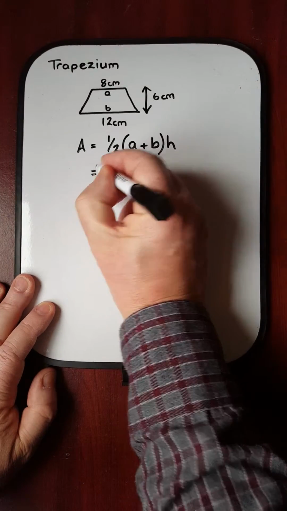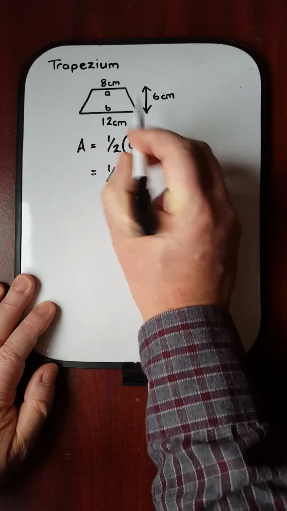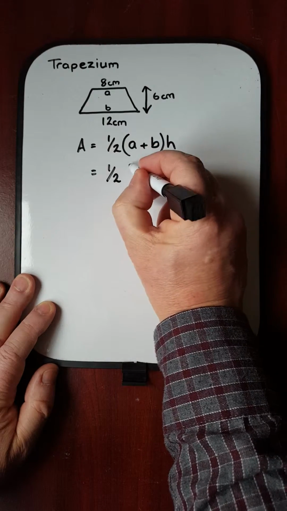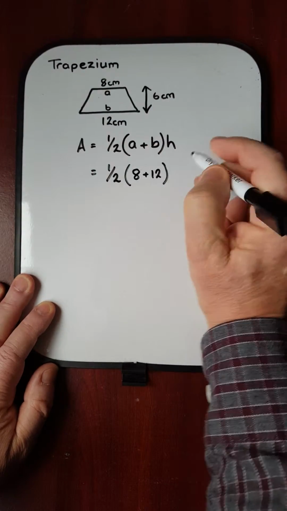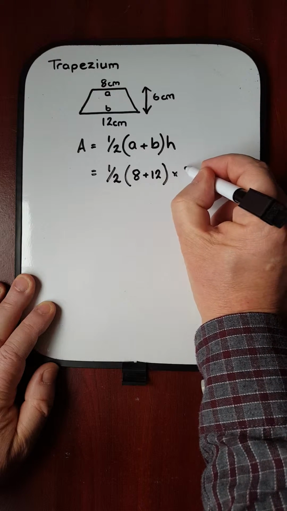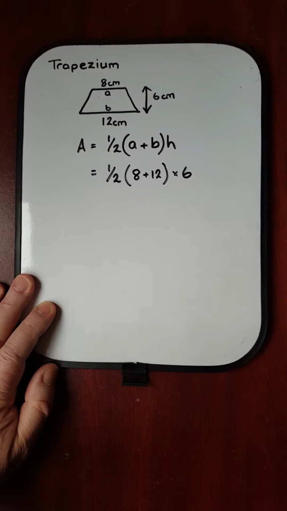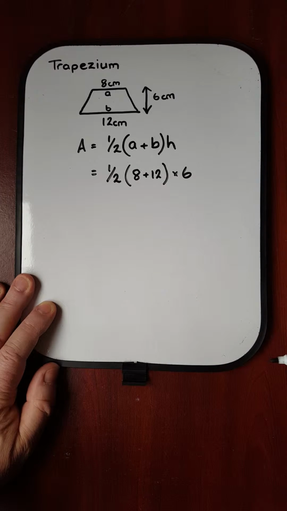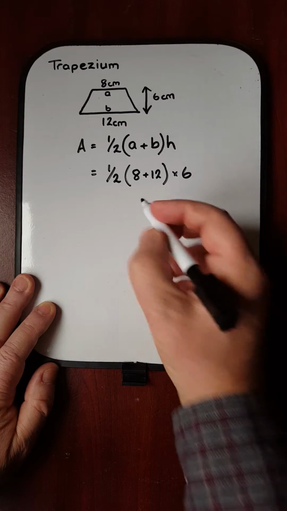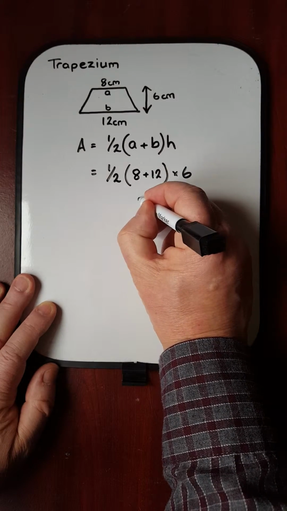So what we're saying here is that it's half of 8 plus 12 times the height, which is 6. It wouldn't matter if we'd got a measurement on a sloping side, we would ignore it again. It's not relevant to us. It's the verticals and the horizontals that matter. Multiply out those brackets, so that's 20.